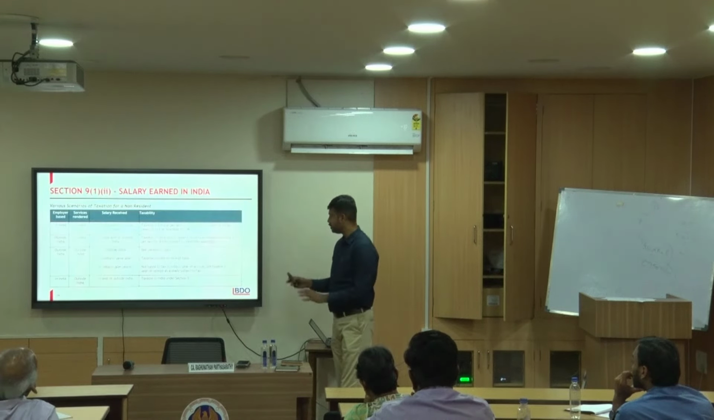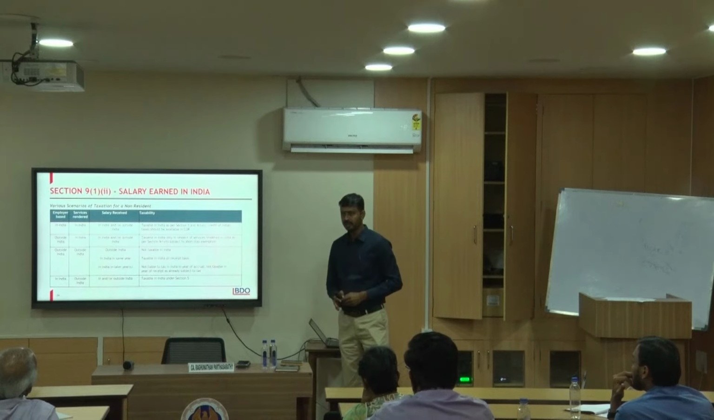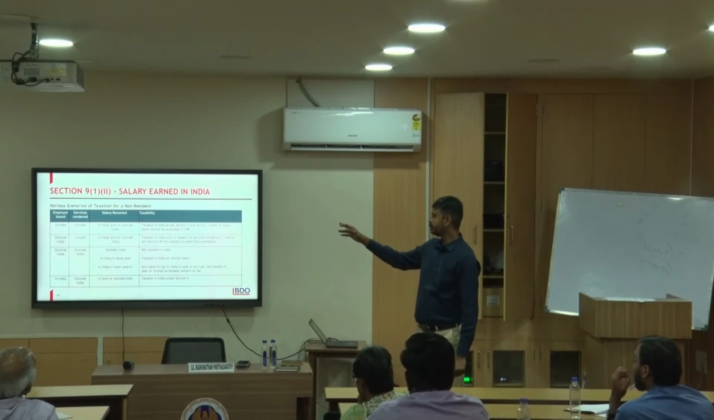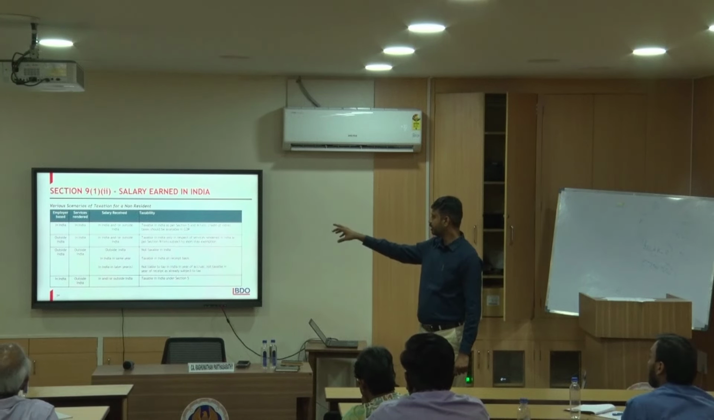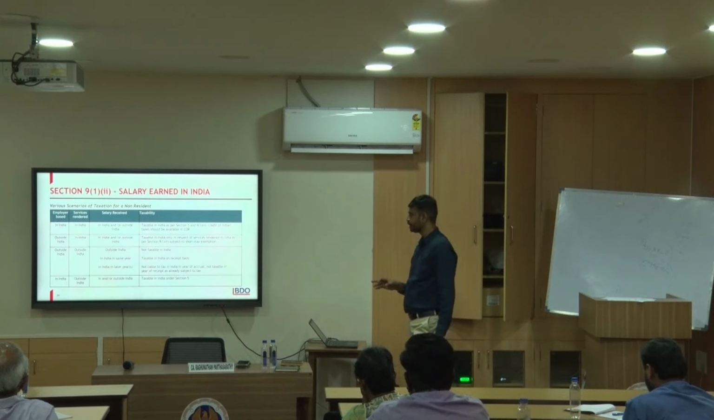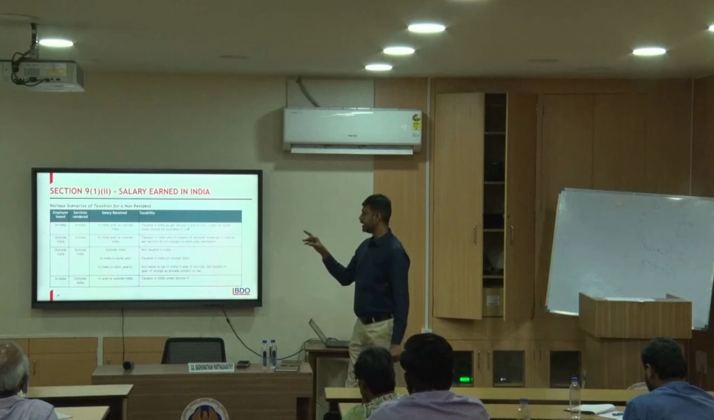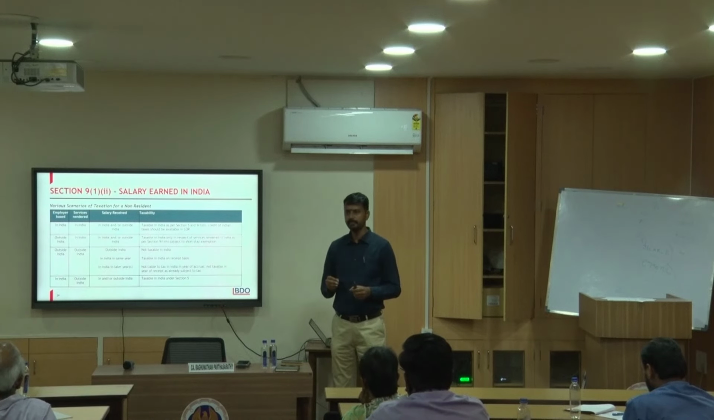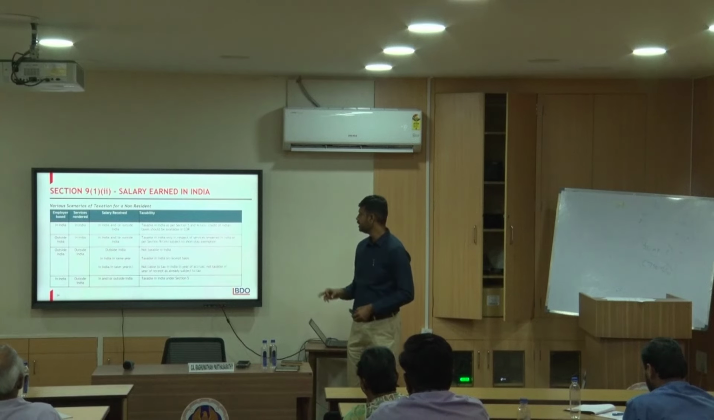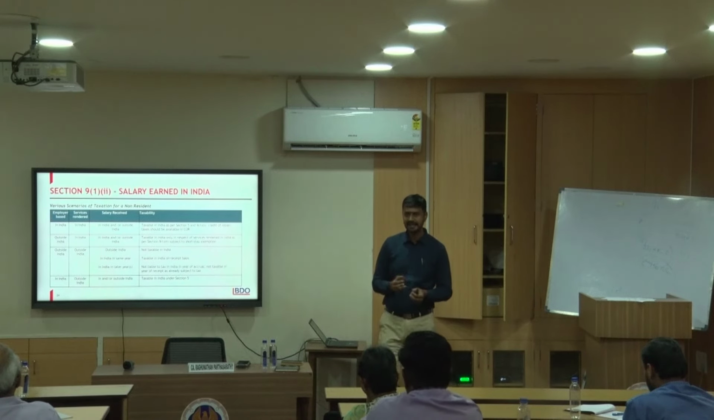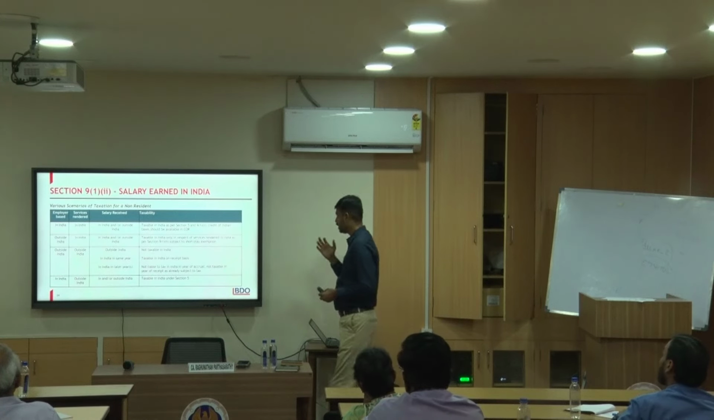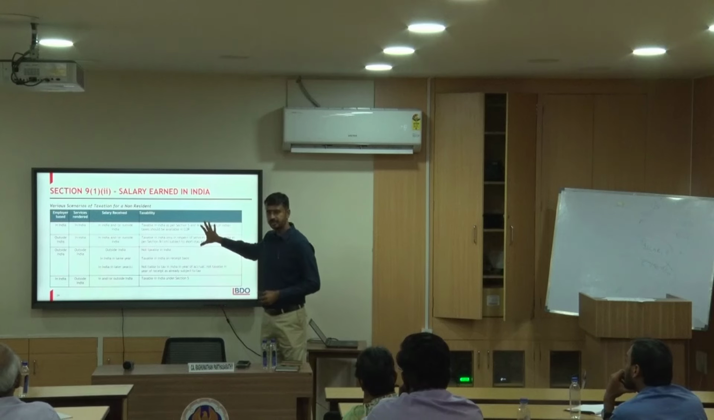So there is a table. This is a simple table which we use, covering multiple scenarios. The first column talks about the employer: who is your employer? Second column, services rendered, which means where I am performing my duty, the location where I am working. Salary received, where you are receiving the salary, which is the credit to your bank account. And last is the taxability.